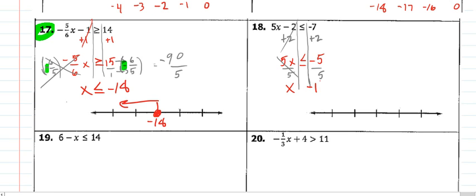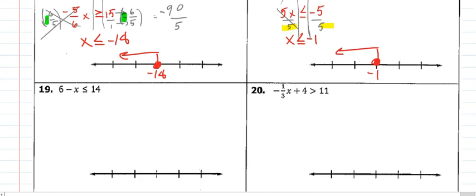Now, did we divide by a negative number? I mean, we got a negative number. This is negative, and this was negative. But did we divide by a negative number? No. We divided by 5, and 5's positive. So the sign stays the same. Let's put negative 1, filled in circle, and it says x is less than or equal to negative 1.